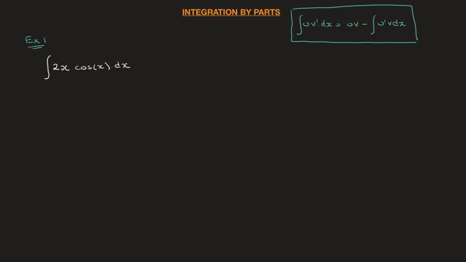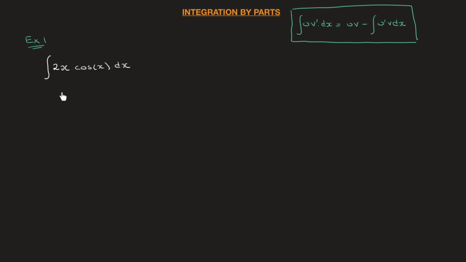And the trick behind this technique and this formula is to make the correct choice when it comes to choosing which of these two functions we call u and which of the two we call v dash. The idea being, provided we make the correct choice, the integral that we end up with on the right-hand side will be considerably more simple to integrate.